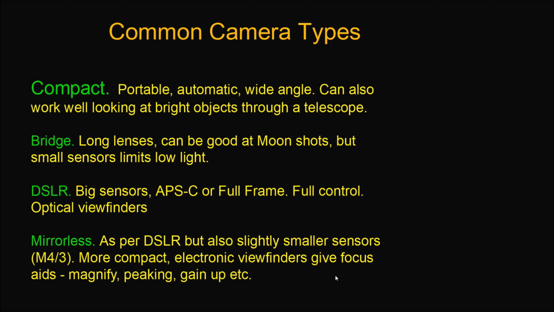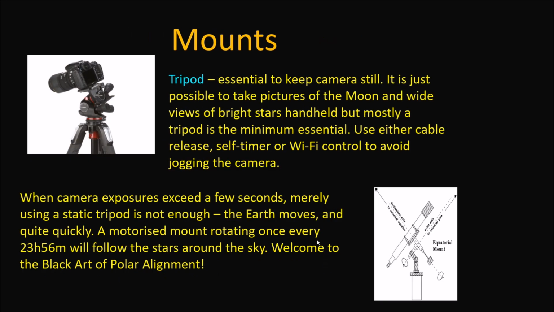Now, the first thing you're going to need, I'll tell you now that you will not be doing astrophotography with a handheld camera. It doesn't work. So the very least you need is a tripod. Put it on a nice, sturdy, heavy tripod. And that will keep the camera still. You can just about take a picture of the moon handheld, but that's it.